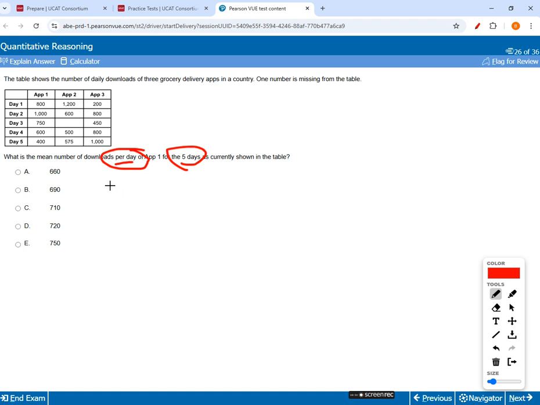Number 1. So he wants me to find the mean. Most of us would have added up all these values. Again, shortcut number 1: mental maths, speed maths comes into play. I'm trying to collect values which are closest to a decent number, which is 1000. So do I have 600 and 400? App 1, 600 and 400, 1000. 1000, 1000, 2000. 2000 plus 800, 2800. 2800 plus 750, 3550. So I've got 3550.